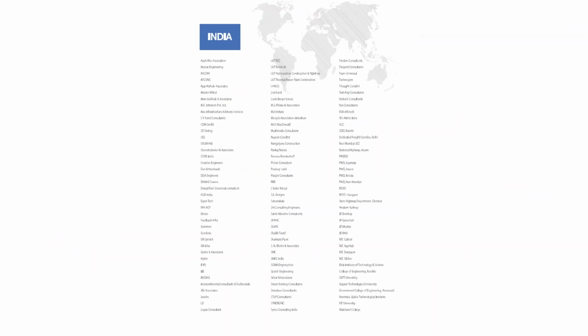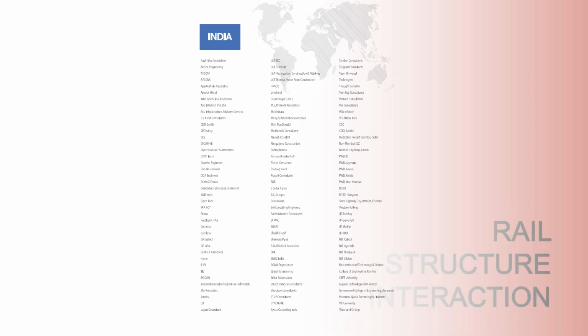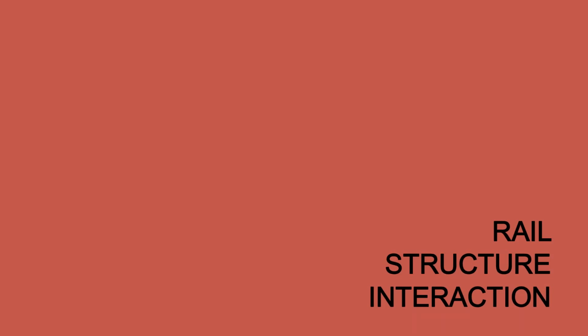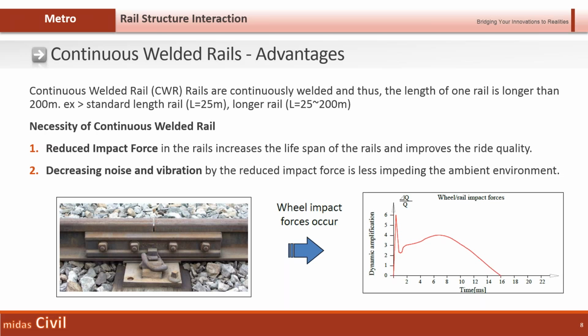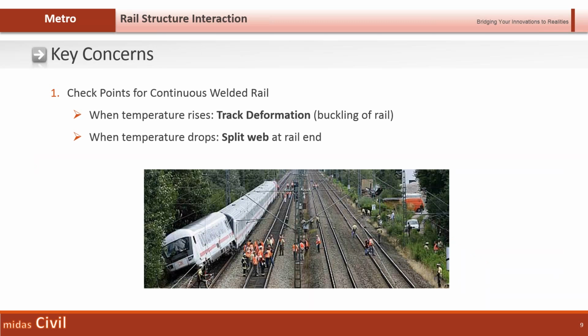Now we step into the main gist of the webinar, that is rail structure interaction. The metro transportation systems use continuous welded rails. Why? Mainly because it helps in reducing the impact force, which ultimately leads to better ride quality at high speeds. And not only the metro projects, even the DFCC project, the dedicated freight corridor, uses continuous welded rails. Now, what are the key concerns while using continuous welded rails?